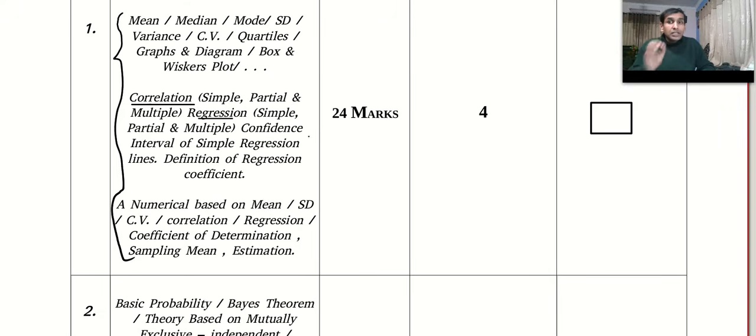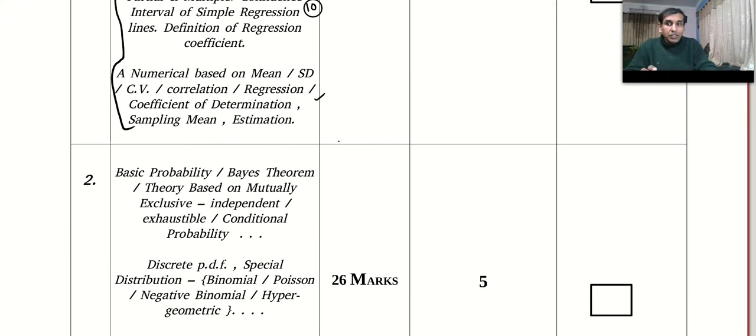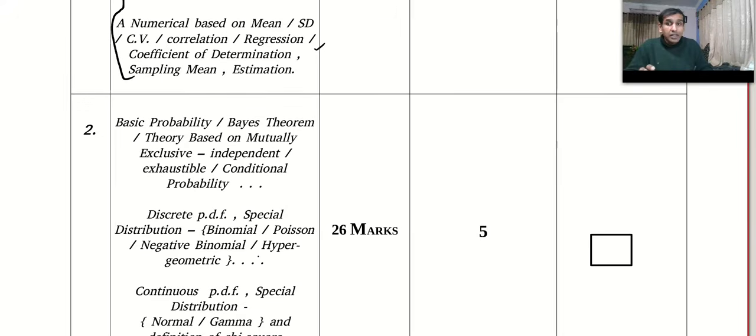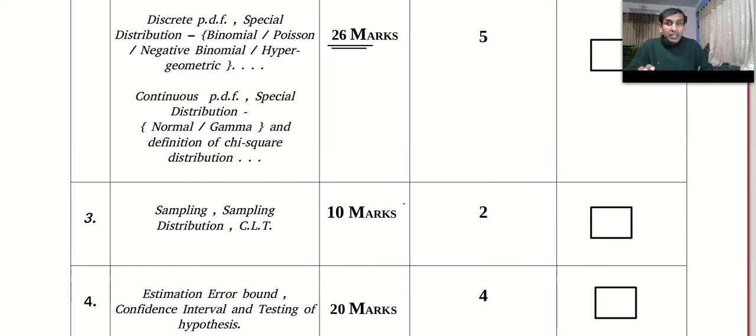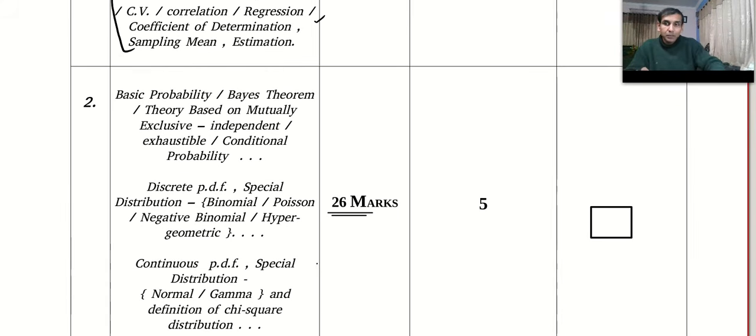In the syllabus, correlation and regression is a 10-mark topic, and normally they ask the remaining stats for approximately 14 marks. And once we cover this, we will jump to probability and probability distributions. That will be another 26 marks. And then something very easy and something very important, that is sampling. That's another 10 marks. And finally, testing of hypothesis.